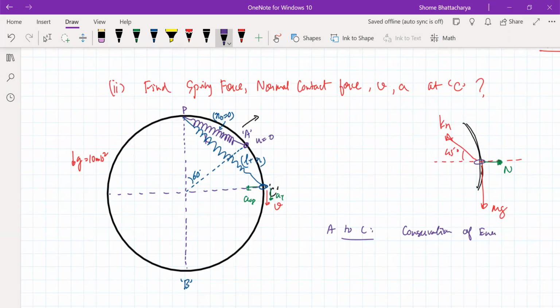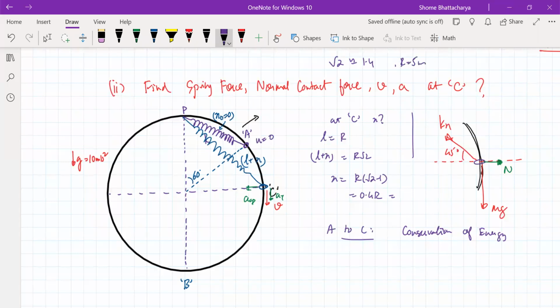But before that, let's also find x of the spring. At the point C, what is the value of x? So let's look at that. L was equal to R, okay. And L plus x is R root 2. Okay, so x is, we'll take root 2 as 1.4 for simplicity, so 0.4 R, so that is 2 meters. That is our x. And we calculated k earlier, it was 12 Newton per meter, right?